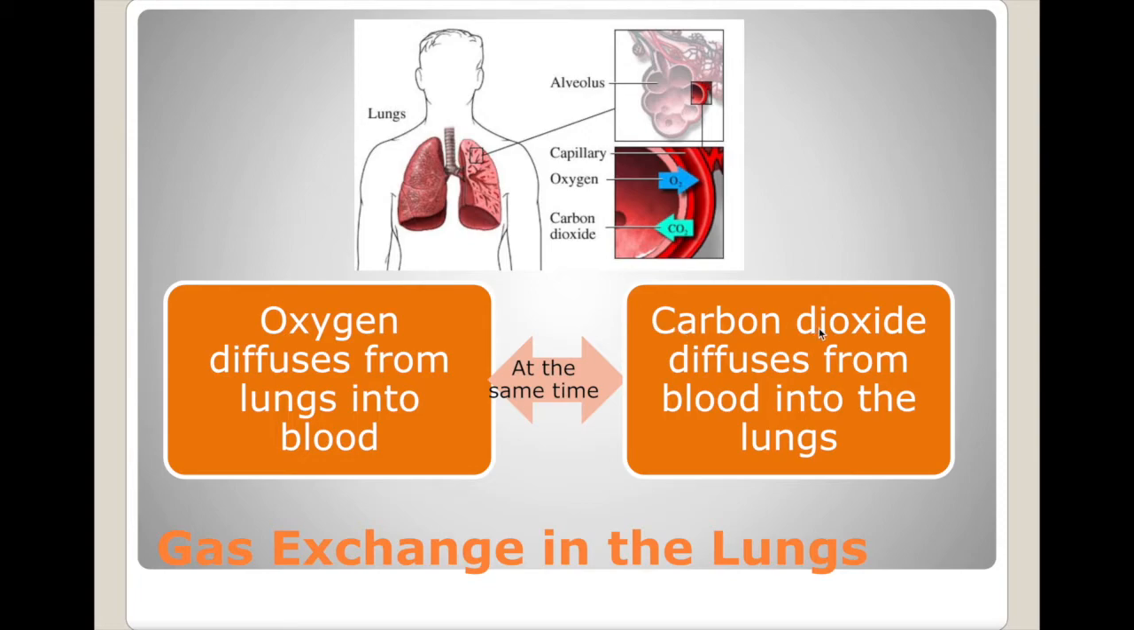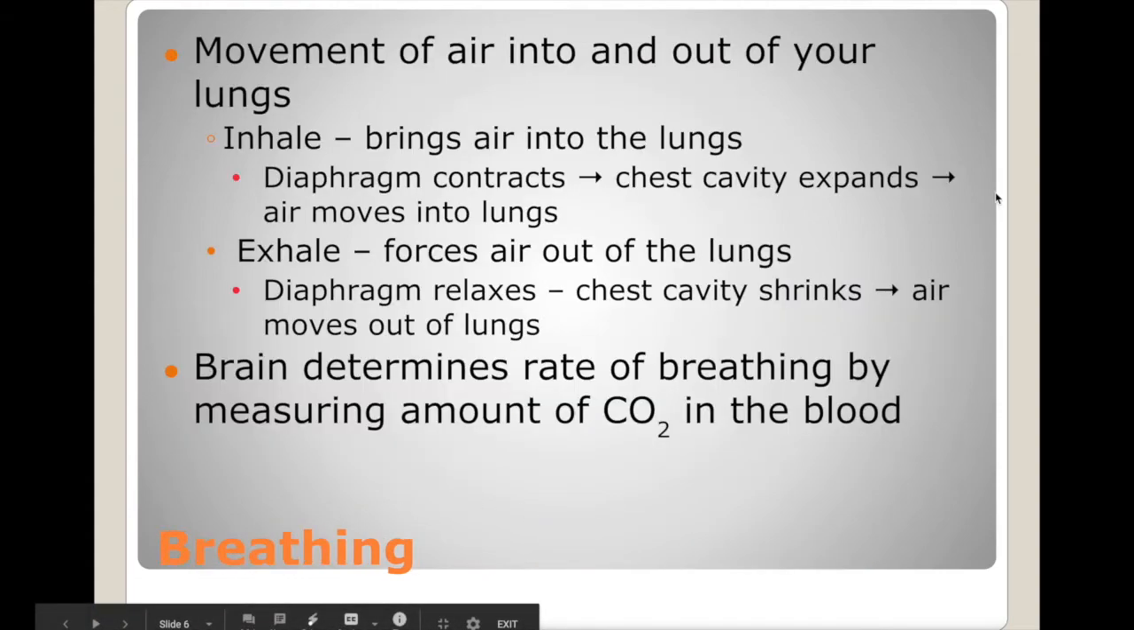So it's almost like they're going through a toll booth. If you've ever gone through one of those big toll booths, you're going one way and there are other cars going another way, but it's all happening at the same time. So they're passing through this barrier here through diffusion, but it's all happening at the same time. Maybe you're getting on the throughway through the toll booth and the other cars are getting off the throughway through the toll booth. Either way, it's all happening at the same time. And this is what gas exchange in the lungs is.